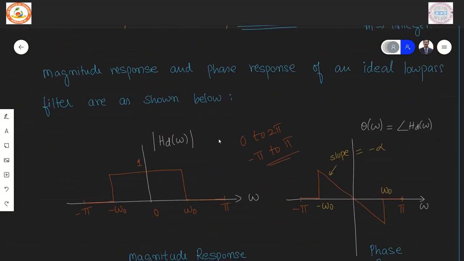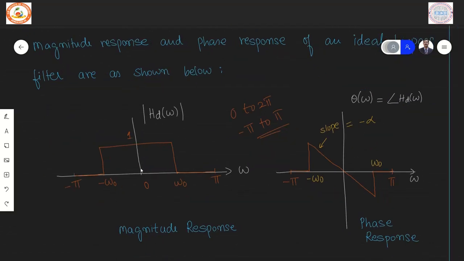The magnitude plot is shown here on the left. The magnitude response shows that between the frequencies 0 to omega naught, the magnitude is equal to 1. This is expected from a low pass filter. And between omega naught to pi, the value is equal to 0. Now, the other side is symmetric. Therefore, between 0 to minus omega naught, we get 1. And between minus omega naught to minus pi, we get 0. Therefore, in the entire duration from minus pi to plus pi, we are depicting the behavior of the filter.